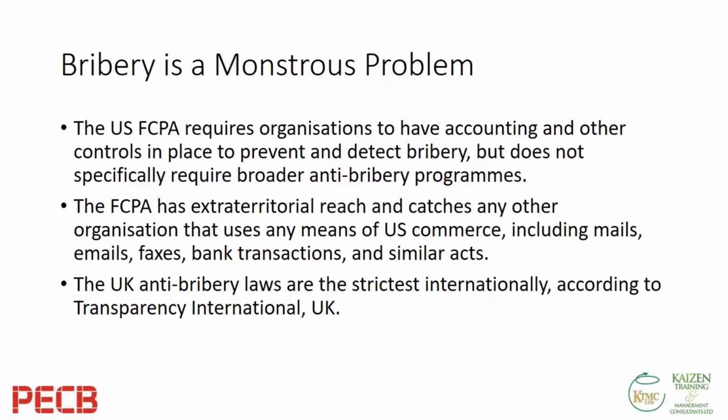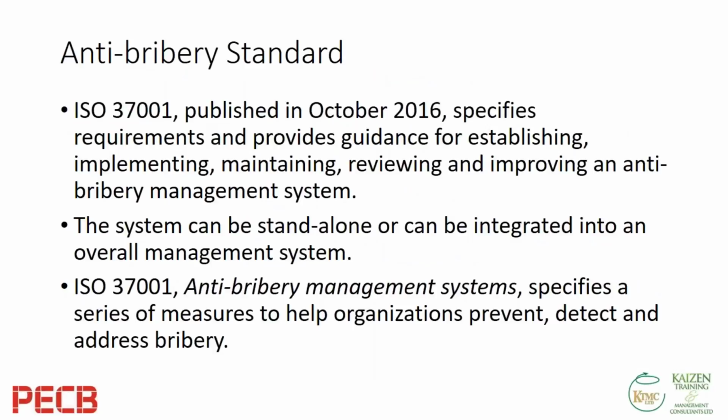In the UK, the anti-bribery laws are the strictest internationally, according to Transparency International UK. Notwithstanding, bribery is still pervasive. So the International Organization for Standardization has, through deliberate action and consideration, developed the ISO 37001 standard. This was published in October of this year, just last month. It specifies requirements and provides guidance for establishing, implementing, maintaining, reviewing and improving an anti-bribery management system.